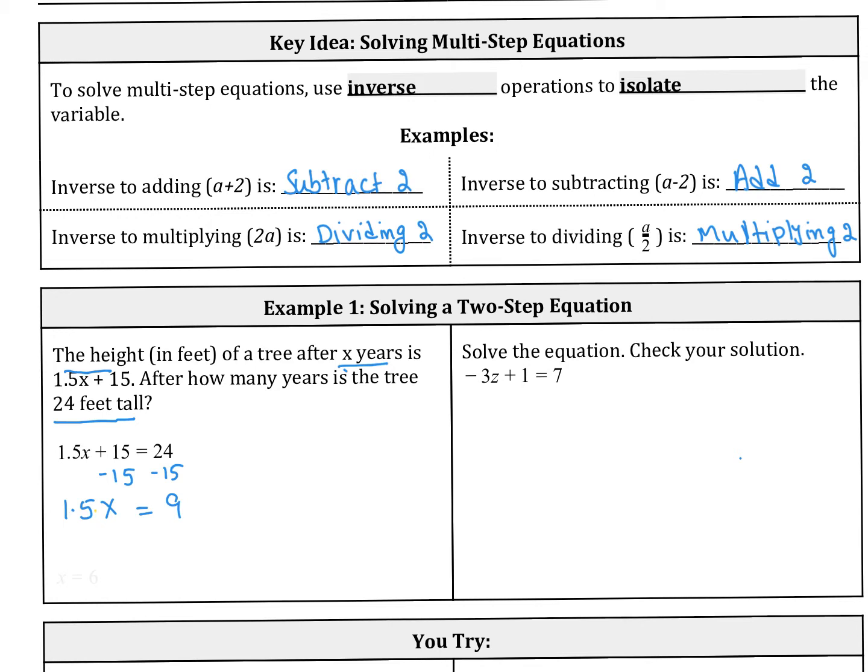To separate the x, you divide by 1.5 on both sides, and then x equals 6. So after 6 years, the tree will be 24 feet tall.